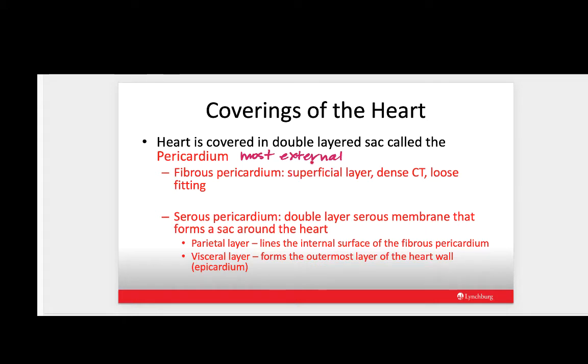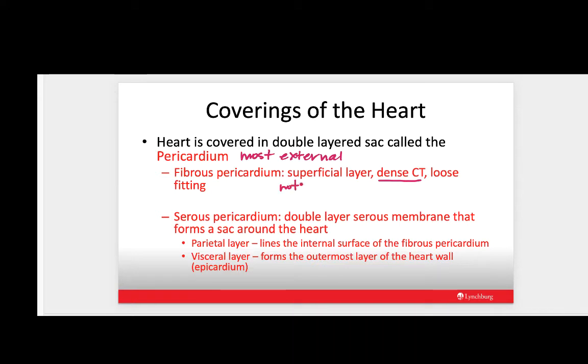This is the most superficial or the most external layer. This is made from a fibrous pericardium. It is actually dense connective tissue. So if you think about other structures in our body that are made out of dense connective tissue, we're talking capsules of joints, ligaments, tendons. Think about, are those structures stretchy? And they really aren't. So dense connective tissue is pretty unforgiving.